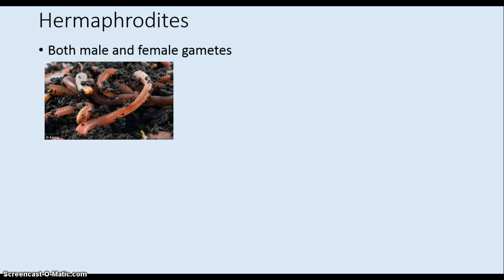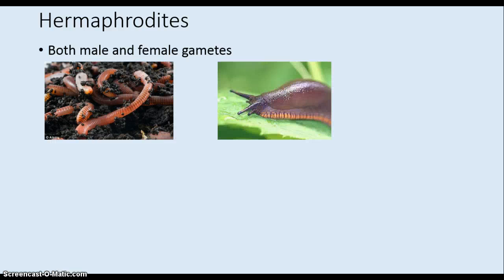Hermaphrodites. Hermaphrodites are pretty cool animals. Most animals that we can think of have distinct sexes, meaning individuals are either male or female. However, some animals are hermaphrodites, which can produce both male and female gametes, so both female and male sex cells. Examples of hermaphrodites are common garden worms and slugs.